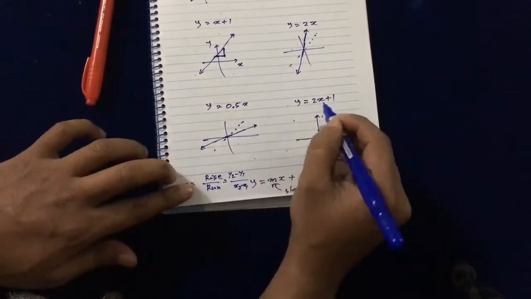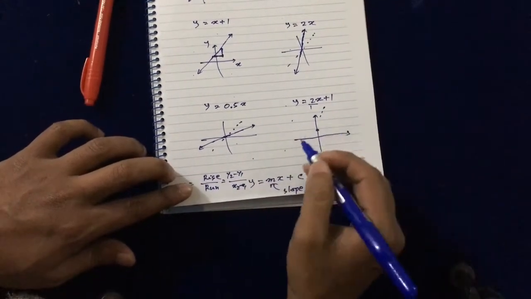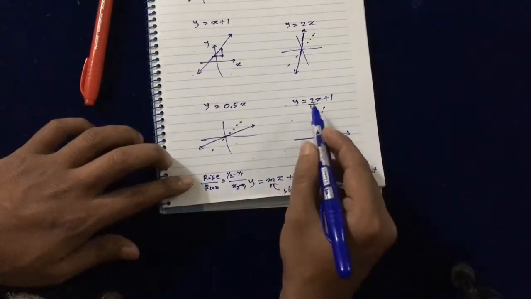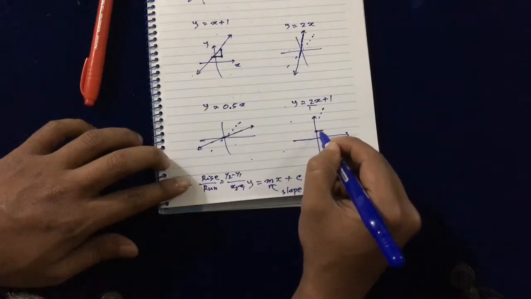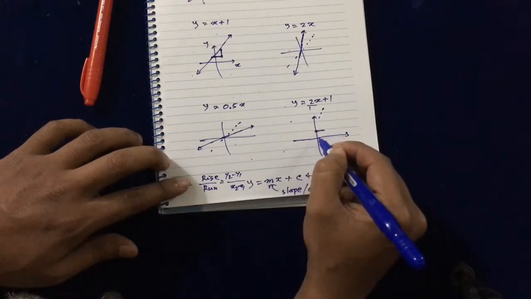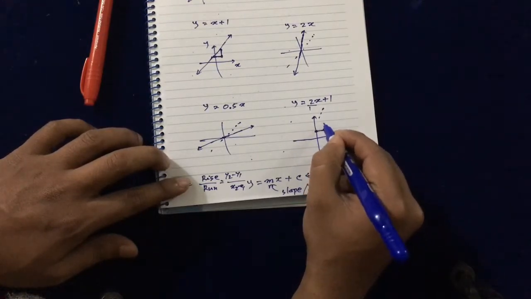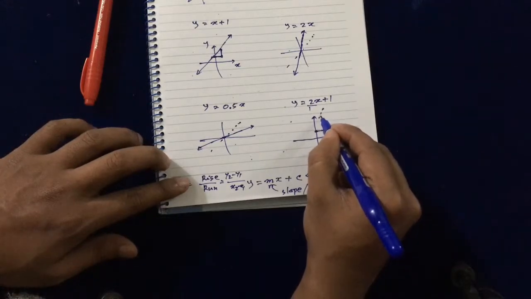So you see, we can write here 2 divided by 1. 2 divided by 1 means the rise will be 2 and the run will be 1. Run means it will go in this direction 1 unit. If this is 1, so this is the 1. And in this direction 2 units, so 1 and then 2.